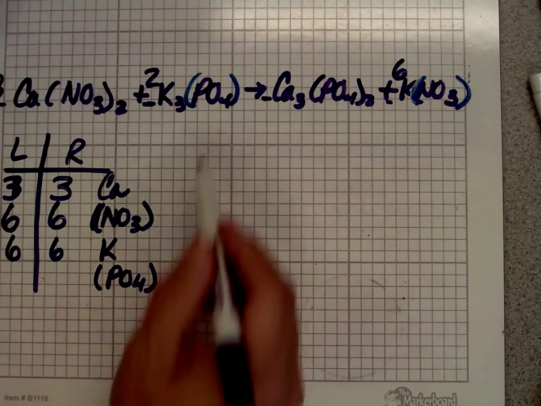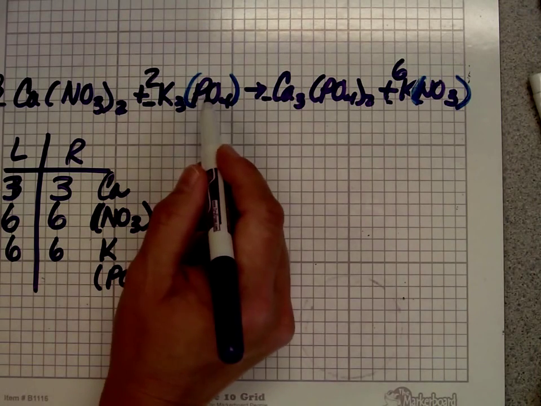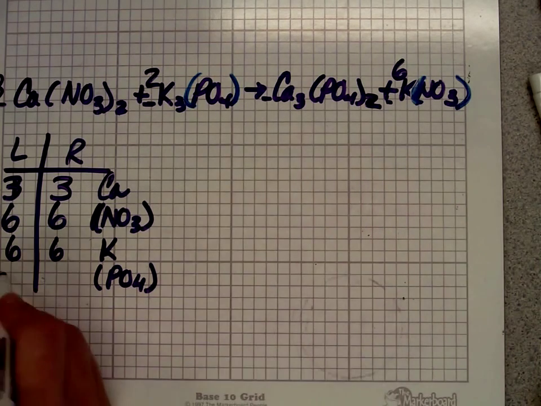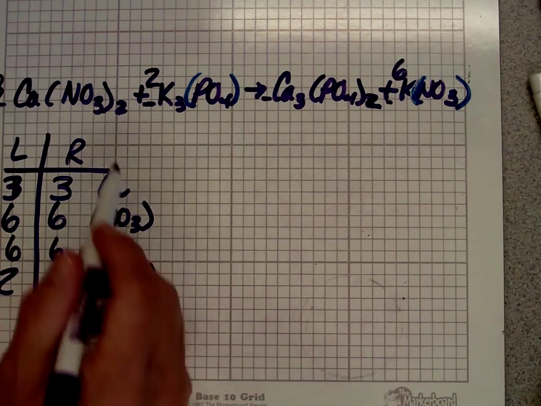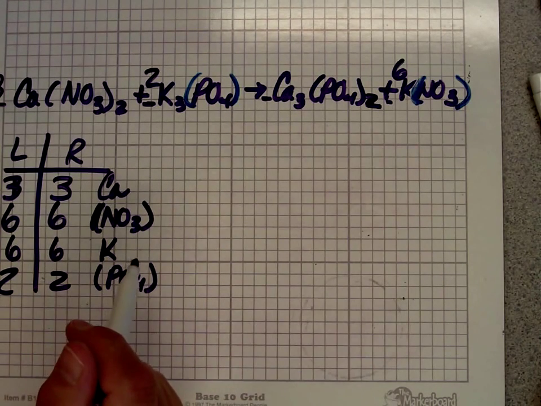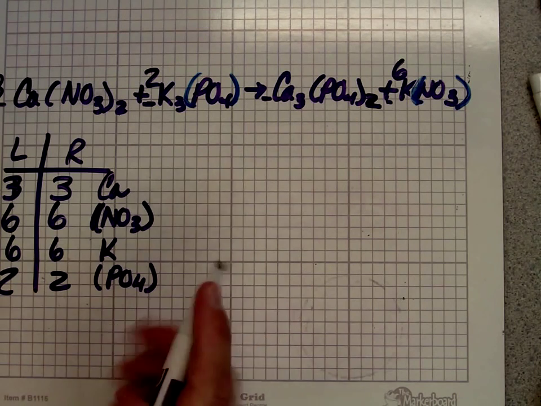Now let's look at PO4. I have 2 PO4s on this side, and I have 2 PO4s on that side. That 2 was kind of hard to see, but I have 2 and 2. Now let's look at my numbers. I have 3, 2, 1, and 6. And that is my lowest whole number ratio, so that equation is balanced.